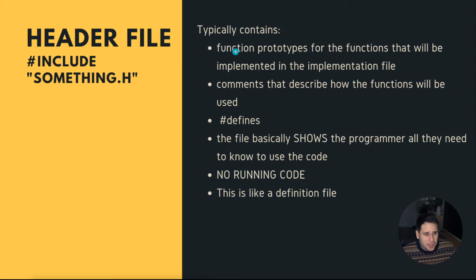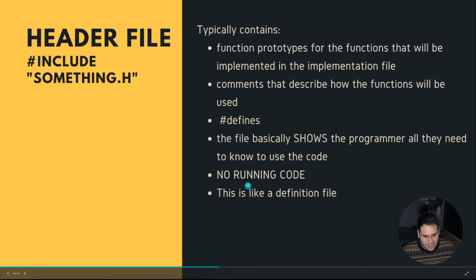So header files typically include the function prototypes for the functions implemented in its implementation file, and comments to describe how the functions work, any hash defines. It basically describes to the programmer and to the compiler everything that this file will be able to do. It does not execute any code in the header file. There's an asterisk there. Not something we need to cover in 1511, but basically this slide is true. It's like the definition file.